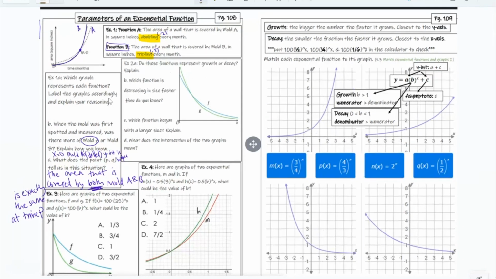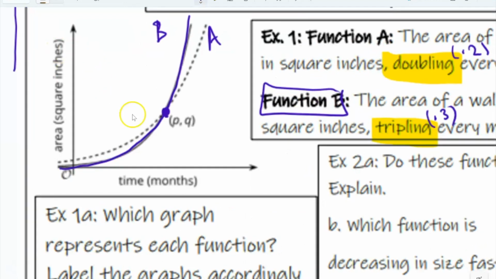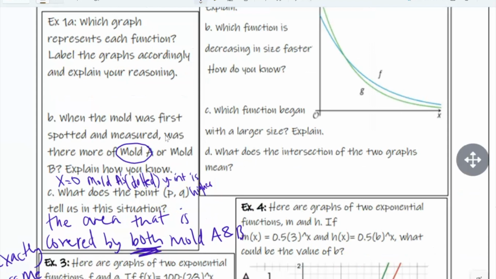So basically, that's just in words. What is that saying? That is saying that at this very spot, both the dashed and the solid are exactly the same. P and Q are the same for both graphs. That's what that's saying. All right, so that's example 1.